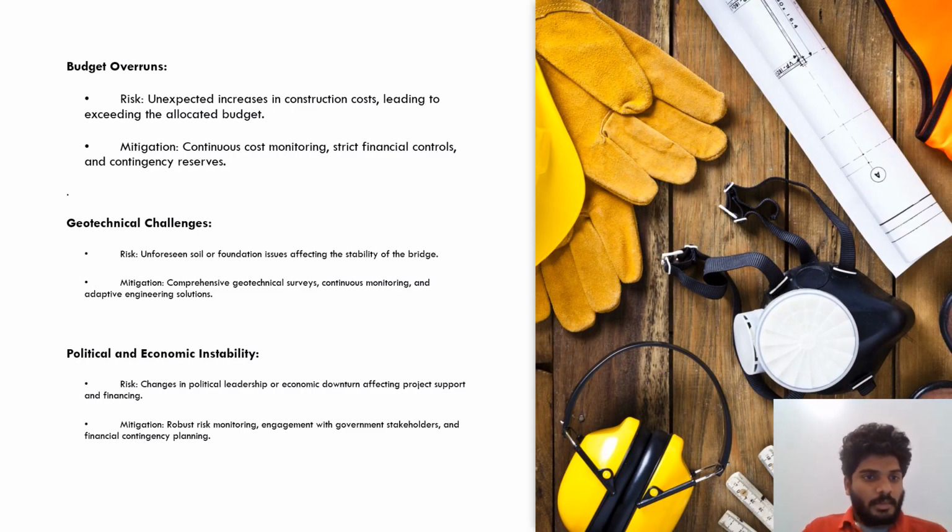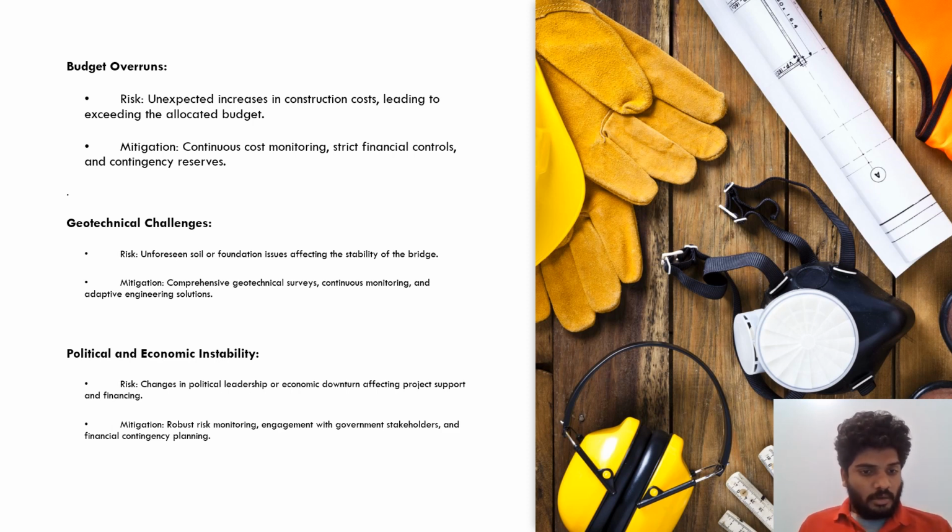Hi, this is Sairam. Here I'm discussing topics like budget overruns, geotechnical challenges, and political and economic instability. Coming to budget overruns, the risk is unexpected increases in construction costs, leading to exceeding the allocated budget. Mitigation: cost monitoring, strict financial controls, and categorizing the resources. Coming to geotechnical challenges, the risk is unforeseen soil or foundation issues affecting stability and the budget. Mitigation: comprehensive geotechnical surveys and evaluating engineering solutions.